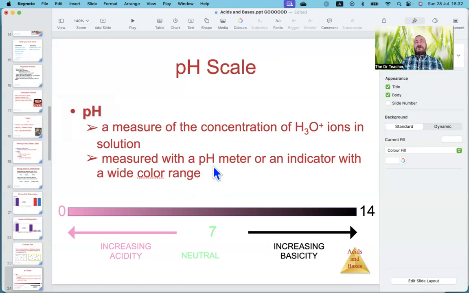And there is a meter for the pH as an indicator with a wide range of color. And you can see here the range between 0 to 14, the scale. In the middle is 7, which is neutral. And to the left, you go down 6, 5, 4, 3, 2, 1, 0. These are increasing acidity. If you go above 7 up to 14, you find increasing basicity.